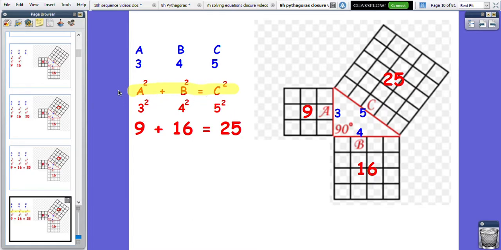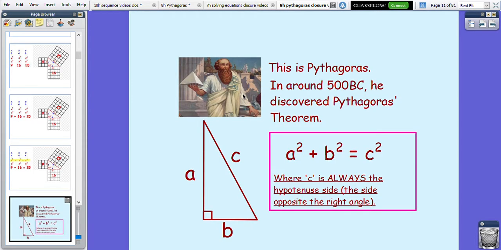This is a very, very famous piece of maths. This is called Pythagoras' theorem, and it was invented by this guy and is named after him. His name was Pythagoras, and he was around in 500 BC, and he discovered this piece of maths. So A squared plus B squared equals C squared. The two smaller sides squared always add up together to equal the larger side squared.